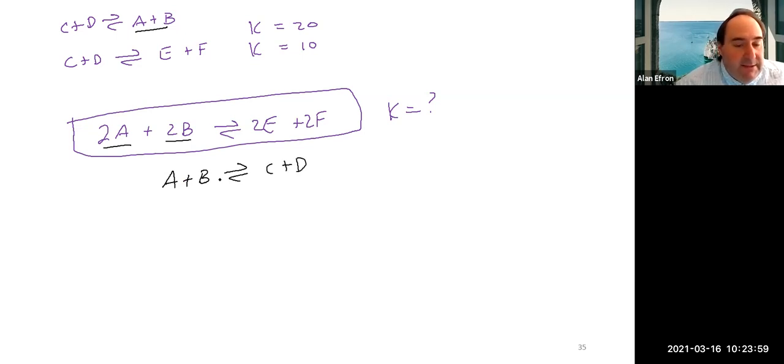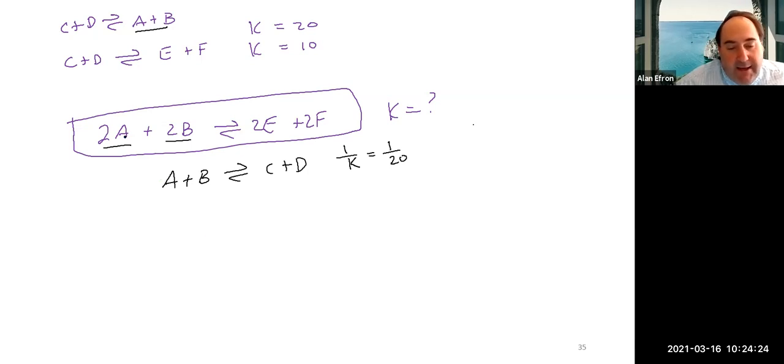Now, because I just reversed it, remember when we reverse a reaction, we're not going to take the negative of it, which is a very common thing people want to do. We're going to take 1 over the K value, which means, based on my manipulation of the top equation, I have now taken 1 over 20. Any questions on that so far?